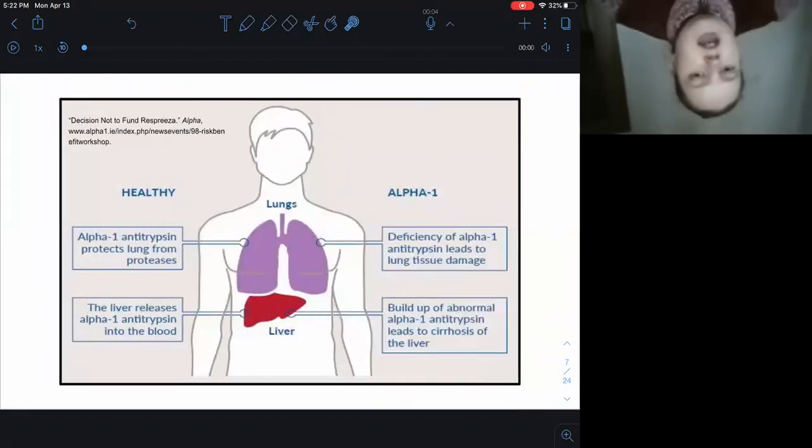Now, this is just a representation of what leads to the symptoms. When you're healthy, your alpha-1 protects your lungs, and in the healthy liver, it releases alpha-1 into the blood. And on the unhealthy side, the antitrypsin deficiency leads to lung tissue damage, and the buildup in the liver leads to cirrhosis. Next.